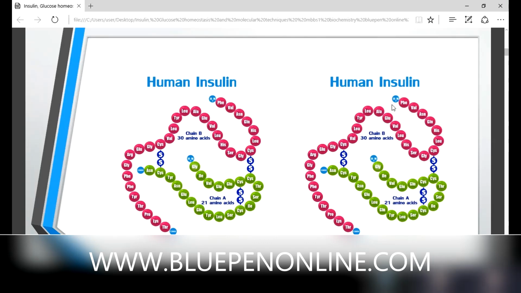Methionine is for transmethylation, our first class. You should always remember cysteine. Cysteine has a sulfhydryl group, an SH group. Two cysteines form the disulfide bond. You can see the diagram. The A chain contains 21 amino acids, the B chain contains 30 amino acids. These two chains are linked together by disulfide bonds.